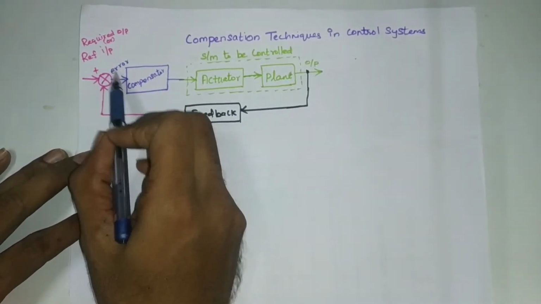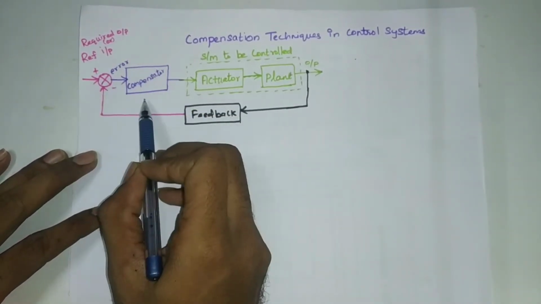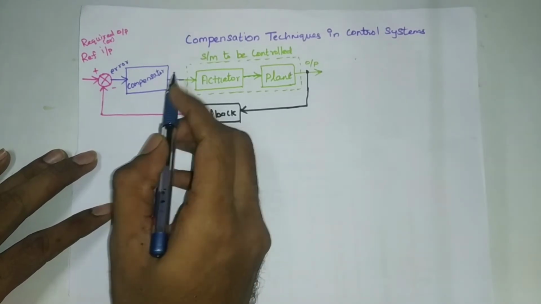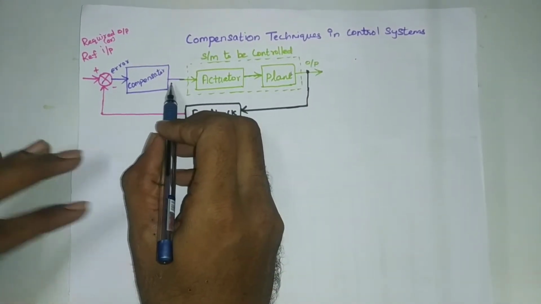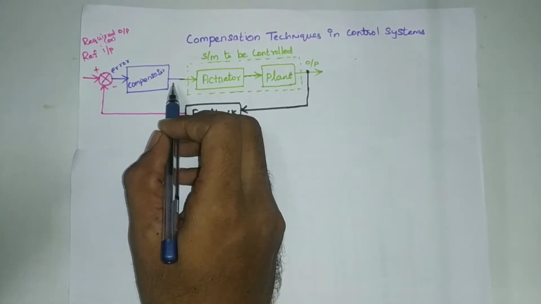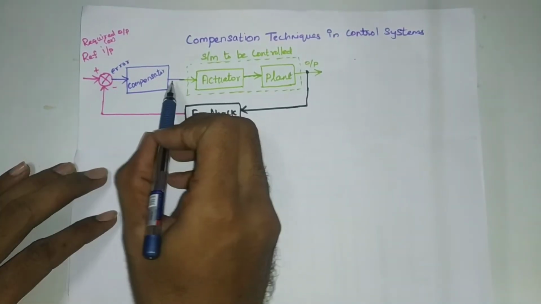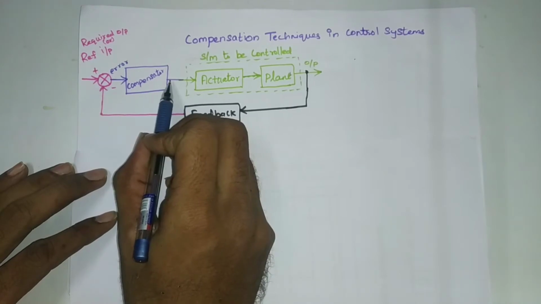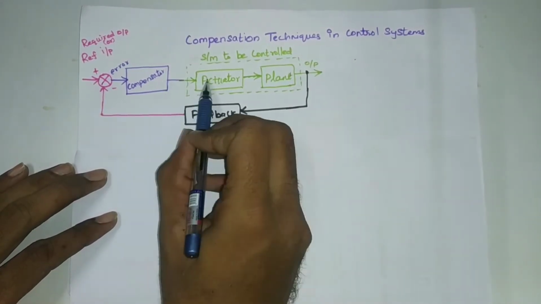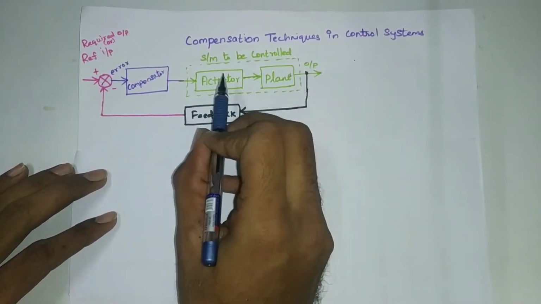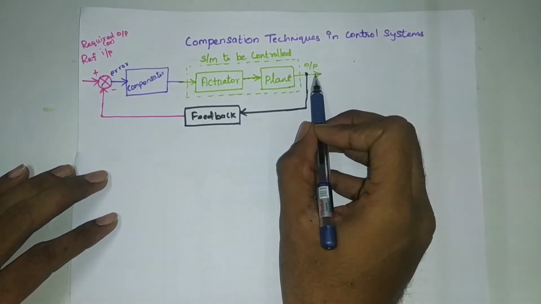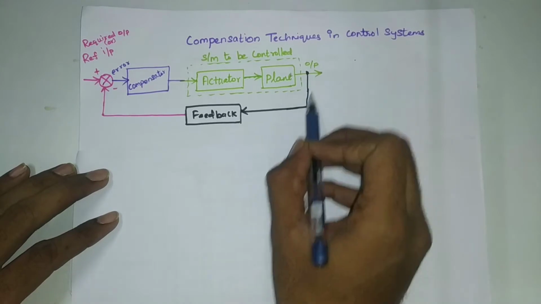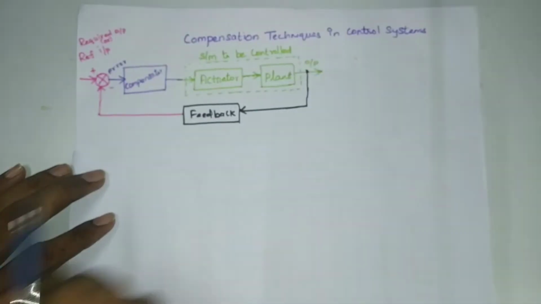So this error is given to the compensators, and these compensators produce the manipulated signals, which are also called control signals. These manipulated signals, or control signals, are directly given to the actuators, so the plant's input is changed and the output is also changed. This is what we call the closed loop mechanism.